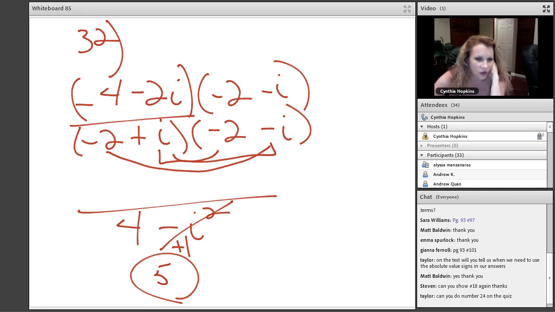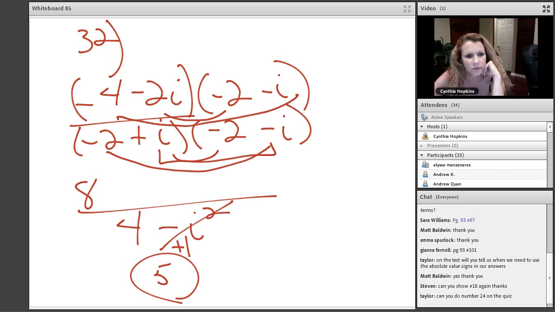Numerator: the -4 times -2 is +8. Then let's do outers, inners, and then we'll do lasts. So I have the +8. Next, for my outers, I get +4i. For my inners, I get +4i. So that's plus 16i.